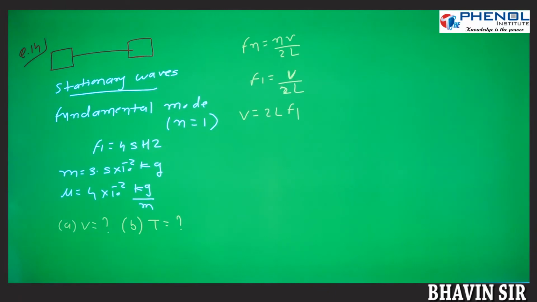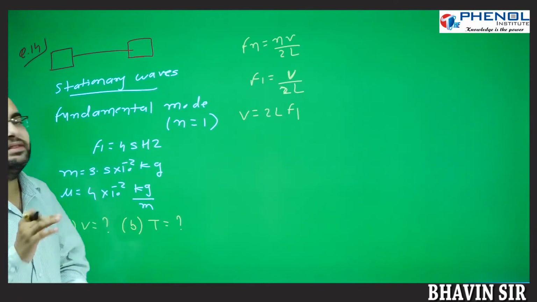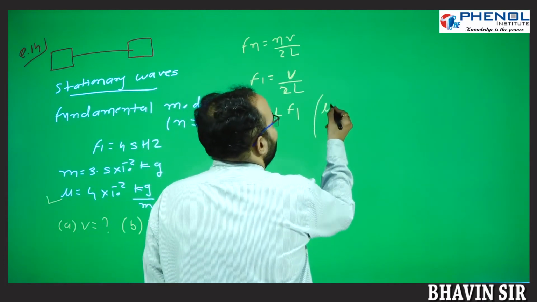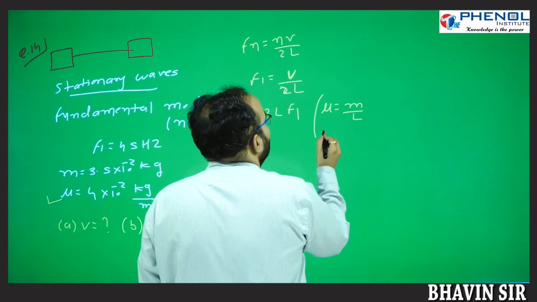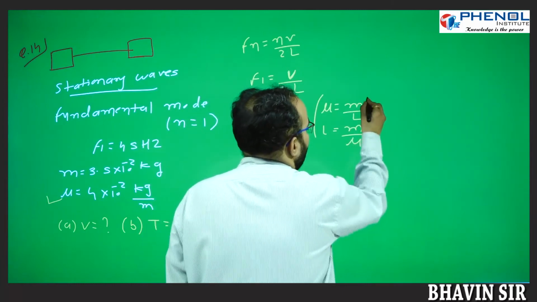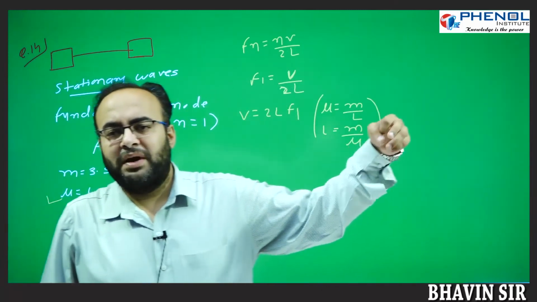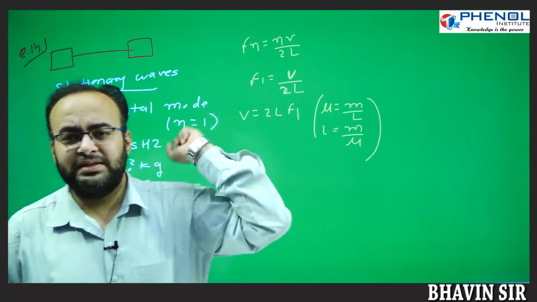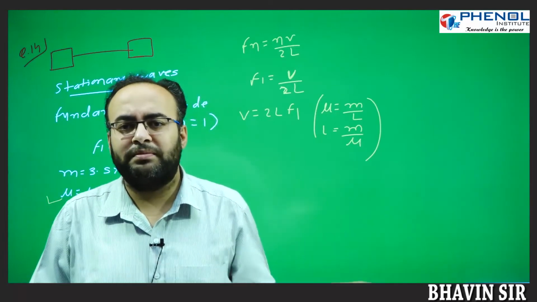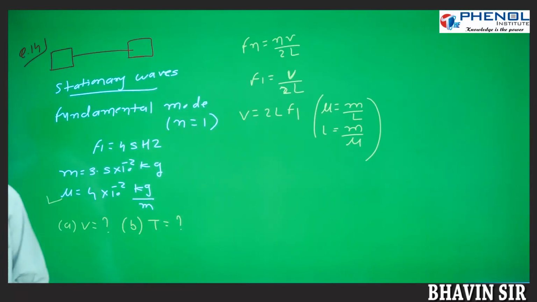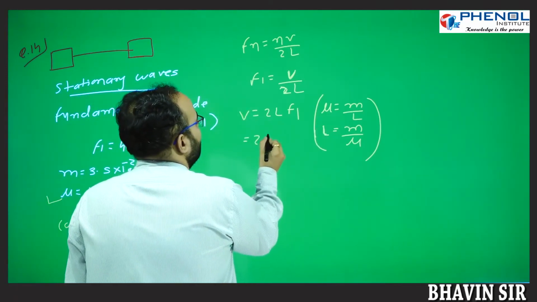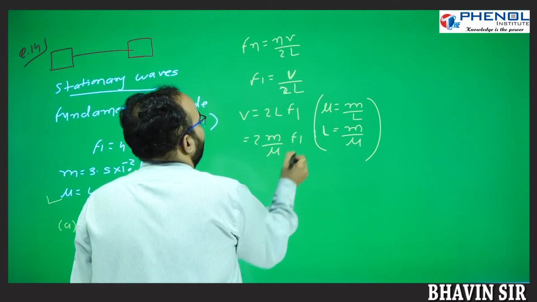See students, F1 is given but length is not given. That is our problem. Length is not given, but linear mass density is given. So what is the linear mass density? Mu is equal to M by L. So L is equal to M by mu. Linear mass is not given, but linear mass density is given, and from that we want to find length. Mu is equal to M by L, so L is equal to M by mu.